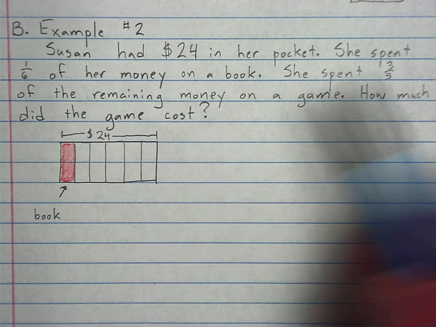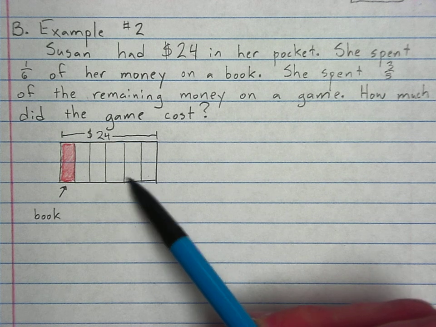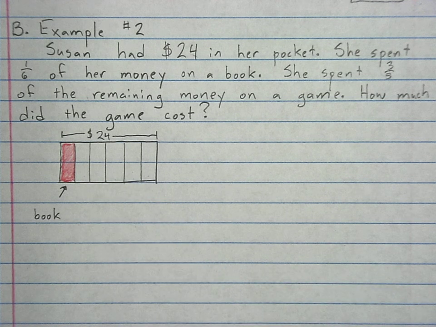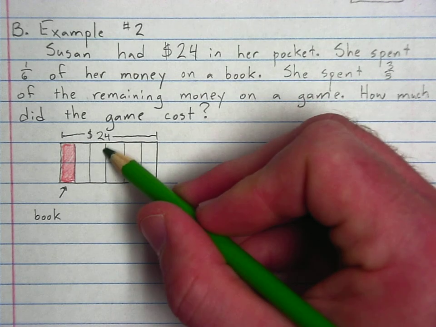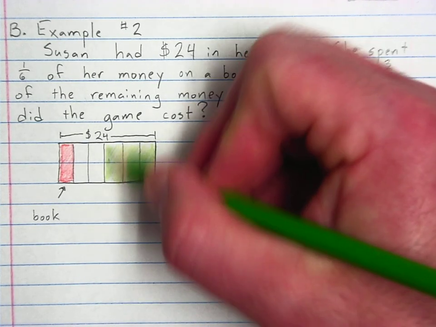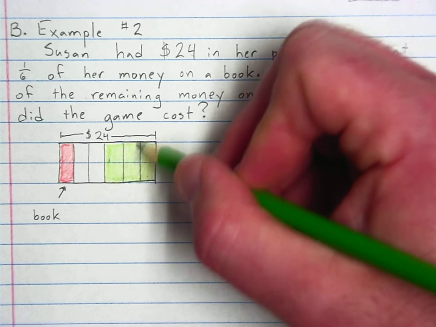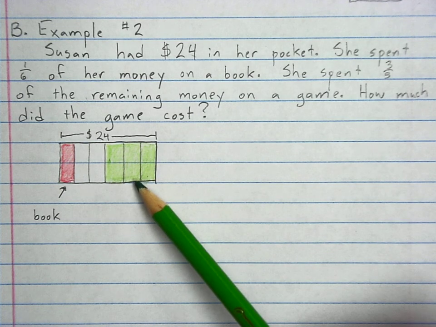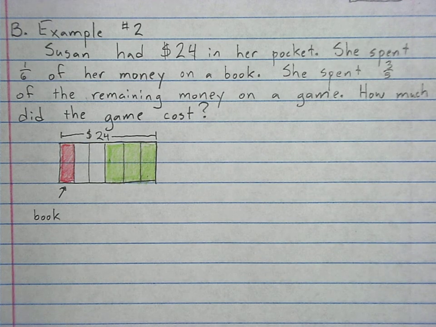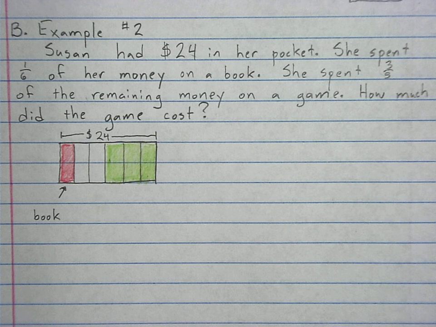5/6, 5 pieces. She spent 3/5 on a game. So if I color that in, 3 out of 5 pieces that are remaining. Now, this is not 3/5 of 24. This is 3/5 of what was left. Take a look at what I colored in green. What fraction of the original amount of money is that? And then use that to help you find the answer.